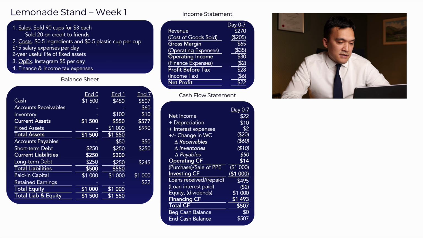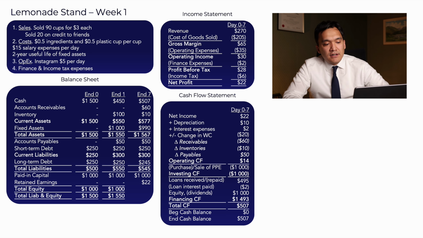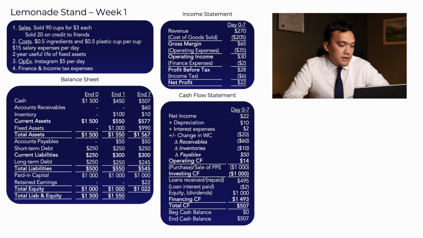So our current assets are $577 and our total assets are $1,567. We have current liabilities of $300. We have total liabilities of $545 and total equity of $1,022. We add equity and liabilities together and we get total liabilities and equity of $1,567, which is exactly equal to total assets.